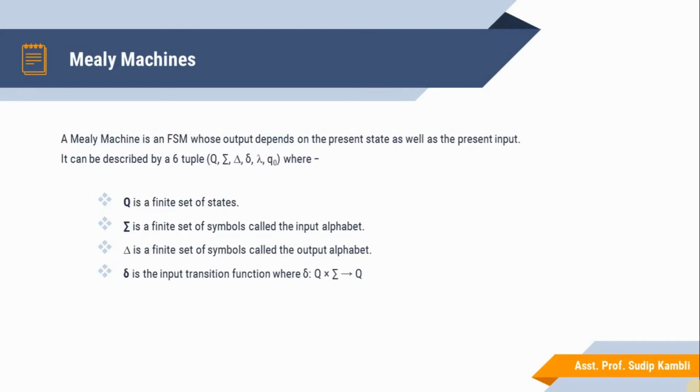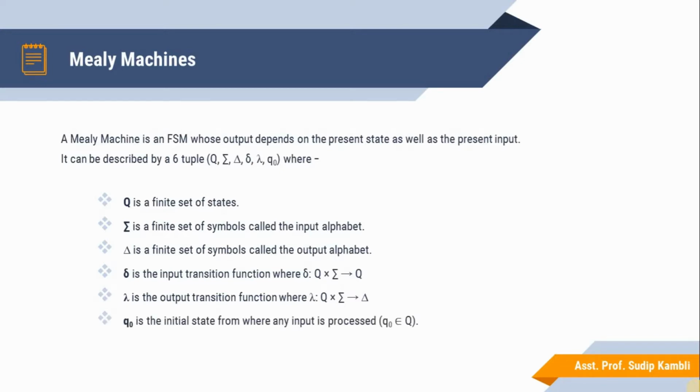The delta function takes the input set of states Q and input alphabet sigma and derives another state of Q. Lambda is the output transition function, where lambda is Q × sigma derives delta. So lambda takes the input states Q and input alphabet sigma and derives the outputs in delta. Q0 is the initial state from where any input proceeds, where q0 belongs to the set of states Q.